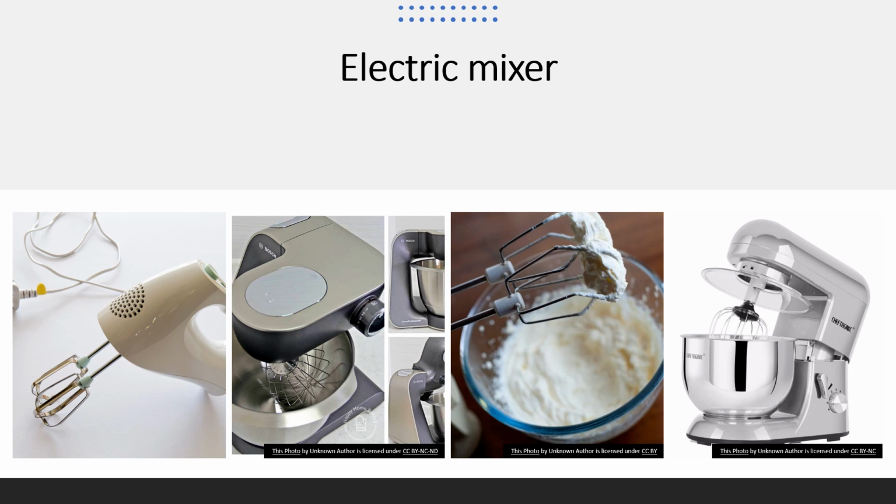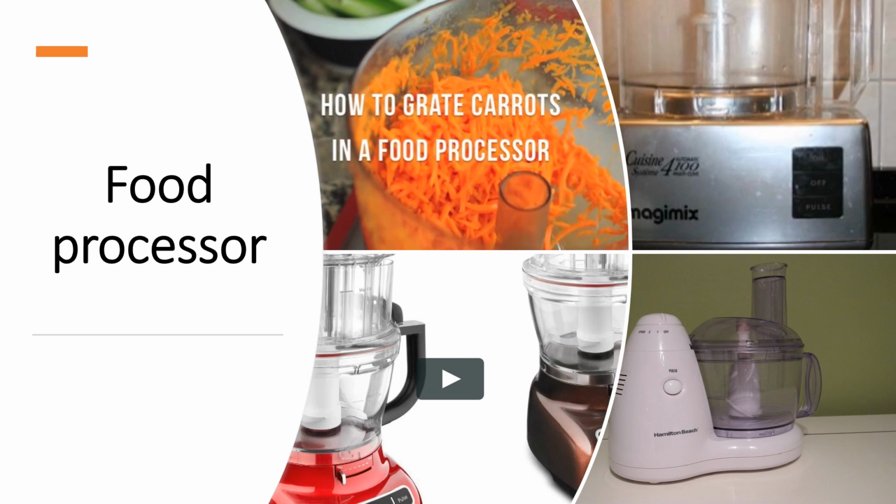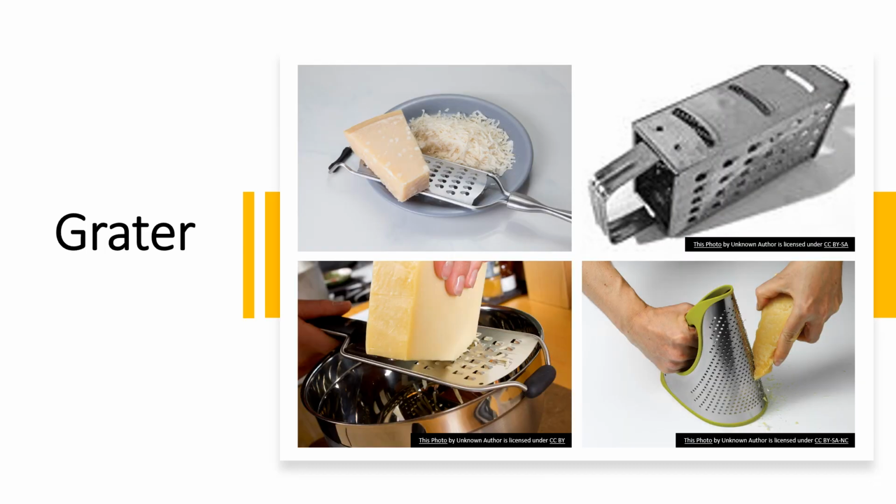How about an electric mixer? What is this for? It is an electric handheld mixing tool with two removable metal beaters and variable speeds used for mixing, blending, whipping, and beating. Now, a food processor. It is used for chopping, dicing, mixing pastry dough, mixing cookie dough, and pureeing fruits.